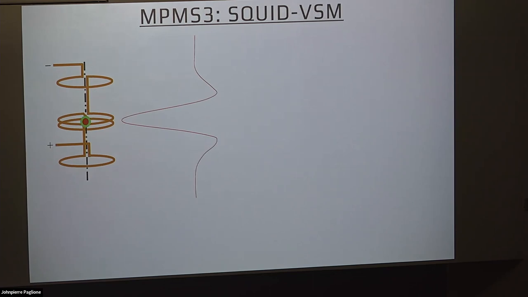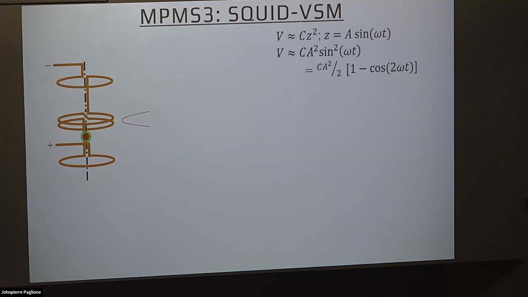What I want to spend a little bit more time talking about is my favorite measurement mode, which is the SQUID VSM mode, this sort of hybrid mode. In this case, we've got the same voltage waveform, but instead of scanning the sample through the gradiometer, we just jiggle it in the middle. So we don't need to worry about all of this waveform. We just need to worry about this portion here, which looks a lot like a parabola, doesn't it? So we know that the voltage profile has this parabolic feature, and we know how we move the sample through there. Our voltage profile now looks like this.